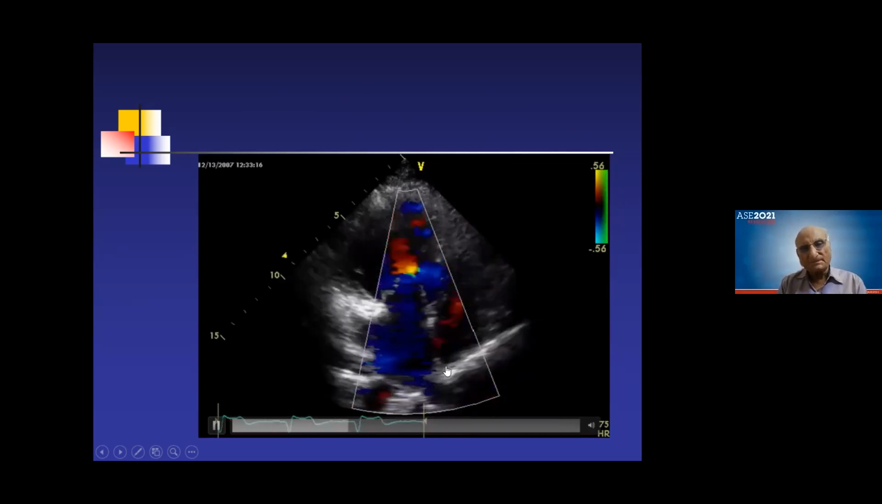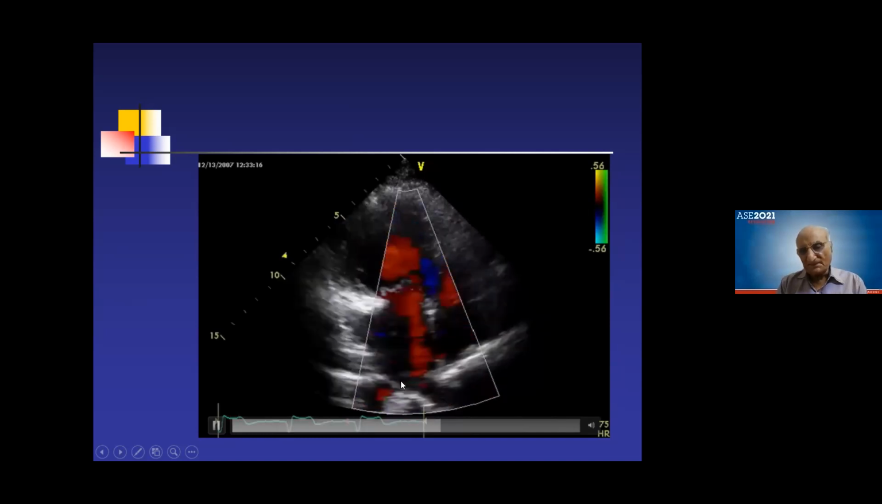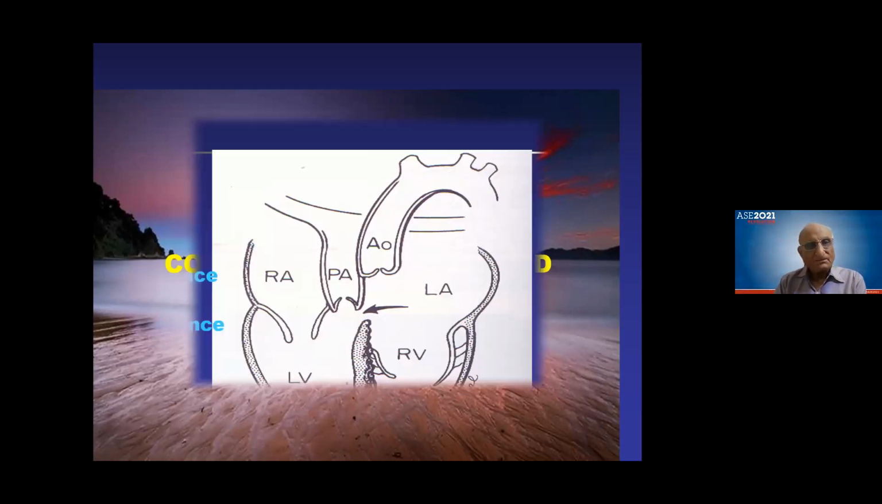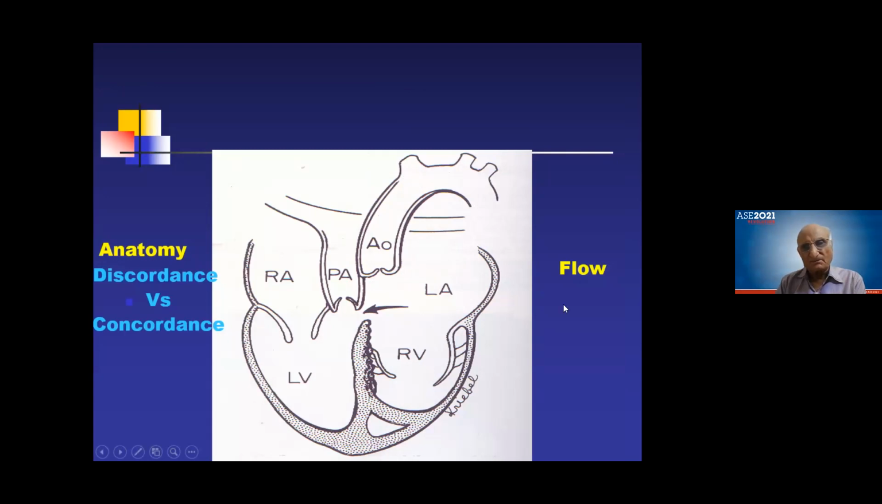right ventricle. That means there is both atrioventricular and ventricular arterial discordance, and we see the PA coming from the left ventricle. So this is known as a congenitally corrected TGA, unless it is associated with multiple other lesions. It is usually compatible with life, but usually they are associated with some other lesions. So again, this is discordance versus concordance. I don't want to repeat it again.